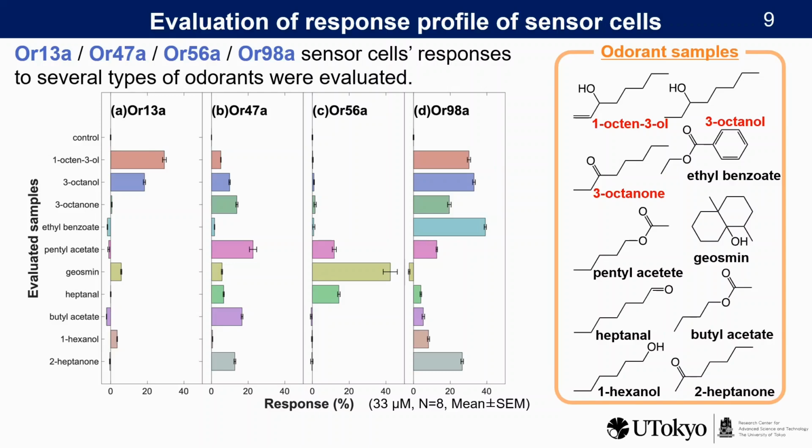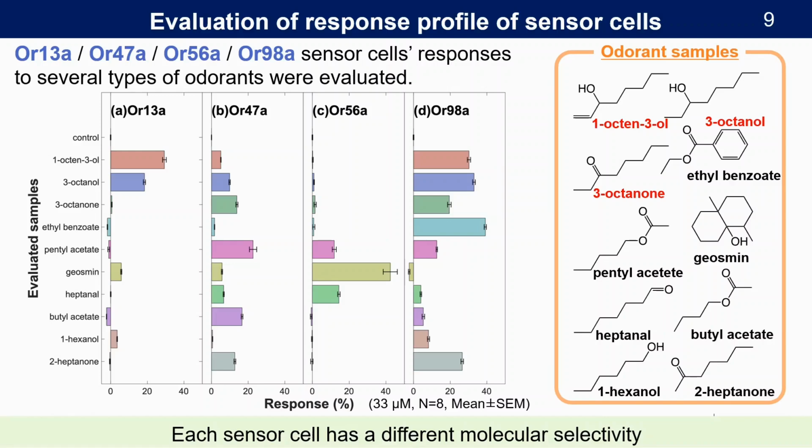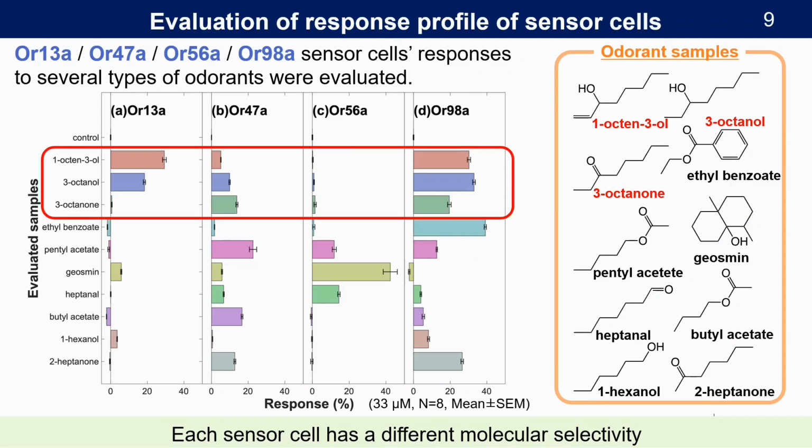Okay, from this slide, I will show some experimental results. This figure shows the selectivity of 4 sensor cells. We tested 10 different odorants as shown on the right side of the slide. We can see the different response profiles. Each sensor cell has a different molecular selectivity. In particular, focusing on 3 multi-odorant components, they show obvious differences.